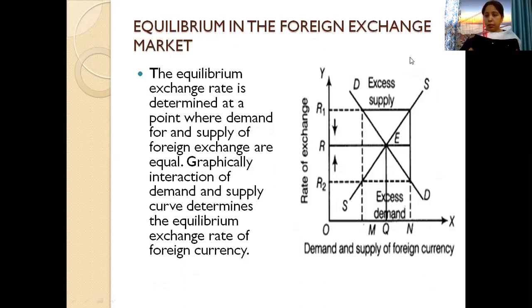Equilibrium in the foreign exchange market. The equilibrium exchange rate is determined at the point where demand for and supply of foreign exchange are equal. You can see in the diagram, demand for and supply of foreign exchange are equal. So this is the point of equilibrium. So equilibrium rate of exchange is OR and the quantity is OQ. Graphically, interaction of demand and supply determines the equilibrium exchange rate of the foreign currency. You can see that demand and supply intersect at the point E, which is the point of equilibrium, and OR is the equilibrium exchange rate and OQ is the quantity.